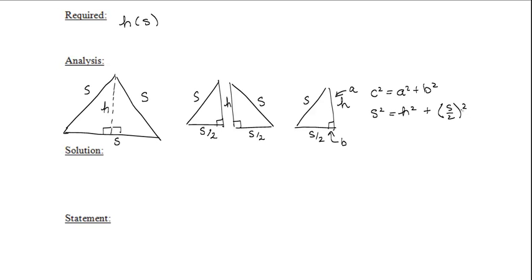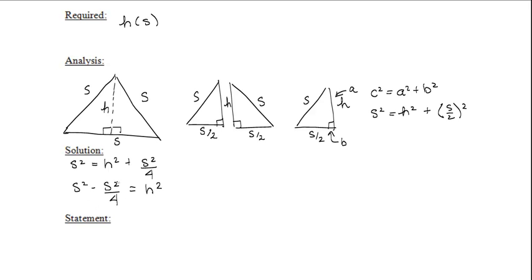So for the solution, what we have to do is isolate for h in order to get a function h of s. So the first thing I'm going to do is actually square this term. So it's going to be s squared is equal to h squared plus s squared over 4. Now that we have that, we can start to isolate for h. In order to get rid of this s squared over 4 on the right side, we have to minus s squared over 4. So those two will cancel. And then what we do to the right side, we have to do to the left side. So we're going to have s squared minus s squared over 4 is equal to h squared.